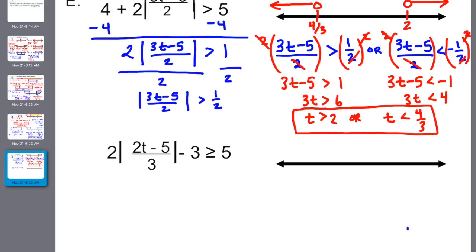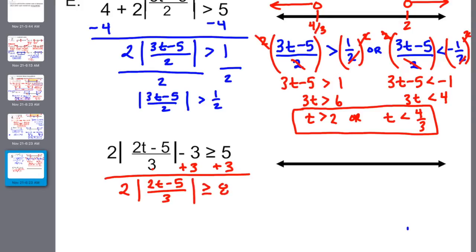Last one, we're going to solve 2 times the absolute value of 2t minus 5 over 3, then we have minus 3 on the outside, is greater than or equal to 5. So let's add a 3. We have 2 times the absolute value of 2t minus 5 over 3 is greater than or equal to 8. Let's divide each side by 2. We now have the absolute value of 2t minus 5 over 3 is greater than or equal to 4.